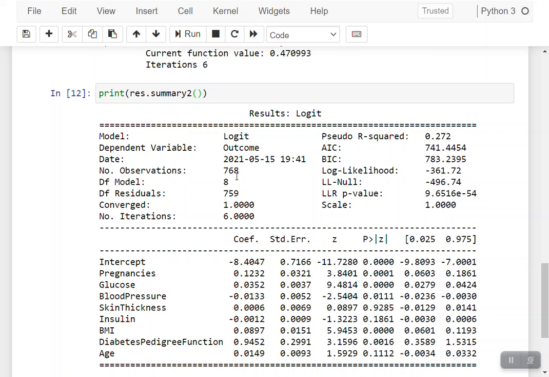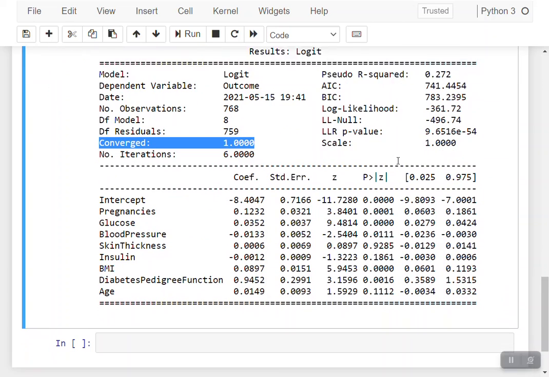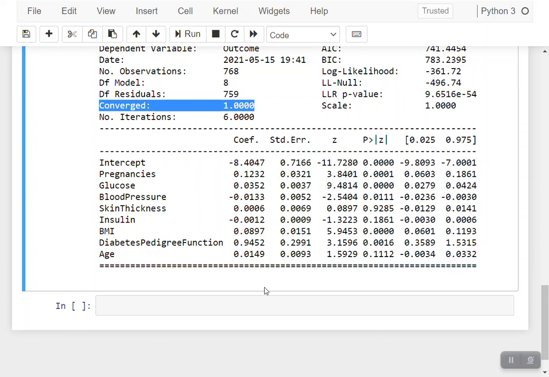So we got some basic information about the model. Very importantly, it says the model has converged because this estimation requires some numerical computation and it's not guaranteed to converge. But this particular one converged, and we've got a pseudo R-square of 0.27 and other goodness of fit indices of the model here. And then we've got the coefficients here with their standard errors, the z-test for the coefficient, and also the p-values.